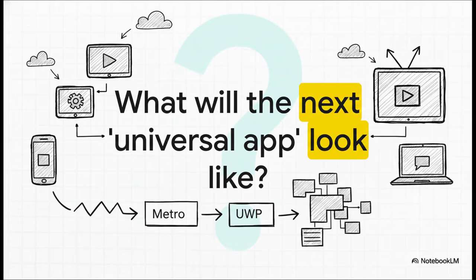You know, the journey from Metro to UWP was really just one chapter in this long quest for the universal app. As our screens and our devices keep blurring together, that dream is actually more relevant than ever. The only real question is, what's going to come next?